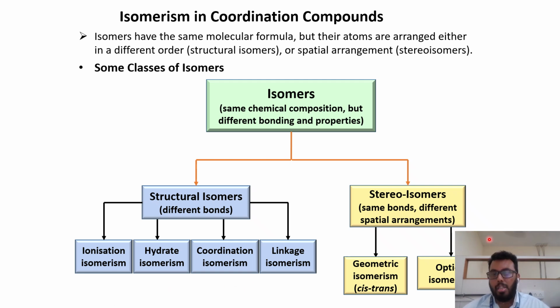The other type of isomers are stereoisomers. They have the same bonds, whereas structural isomers have different bonds. Stereoisomers have the same bonds and different spatial arrangement. There are two major types of stereoisomers: geometric isomers and optical isomers. The properties are called geometric isomerism and optical isomerism. Specifically, we will discuss the cis-trans isomerism and geometric isomerism.